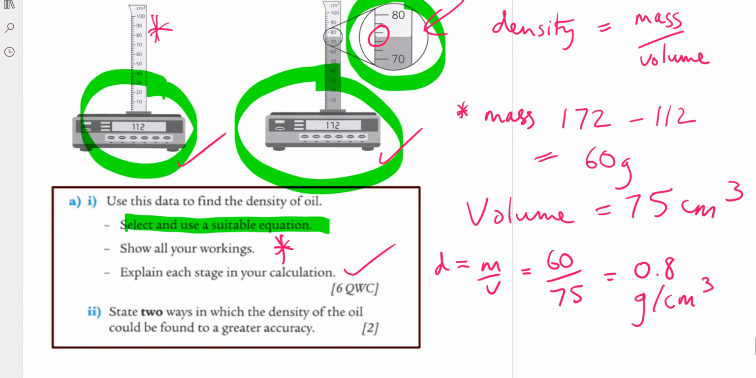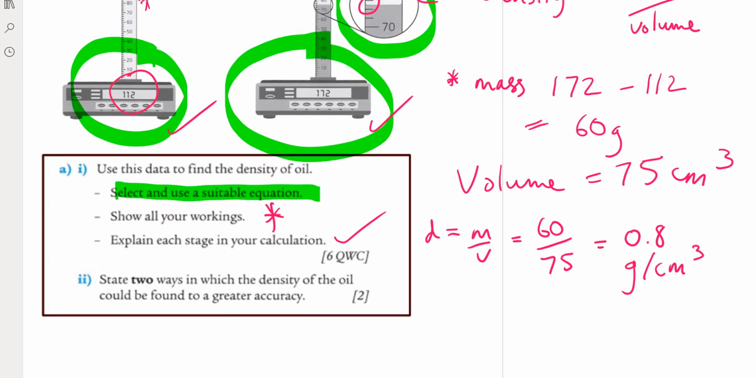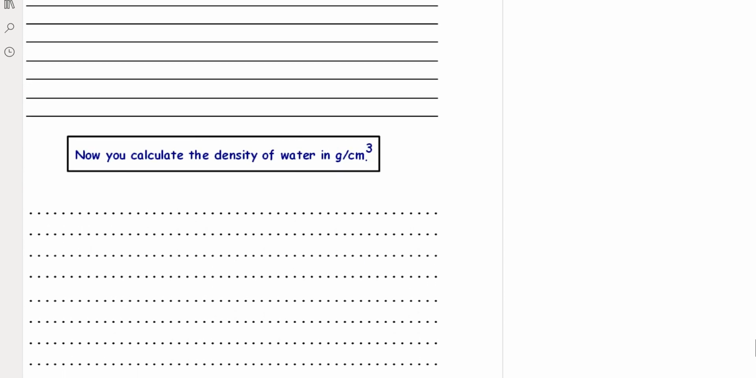Similarly, with the mass scales here and here, we are getting values to whole grams. If you had a resolution to 0.1 grams, you get much more accurate data. So it's a higher resolution for both the measuring cylinder and the mass scales. Will get you your 2 marks there. Let us move on. We are now going to watch a video so you can calculate the density of water.